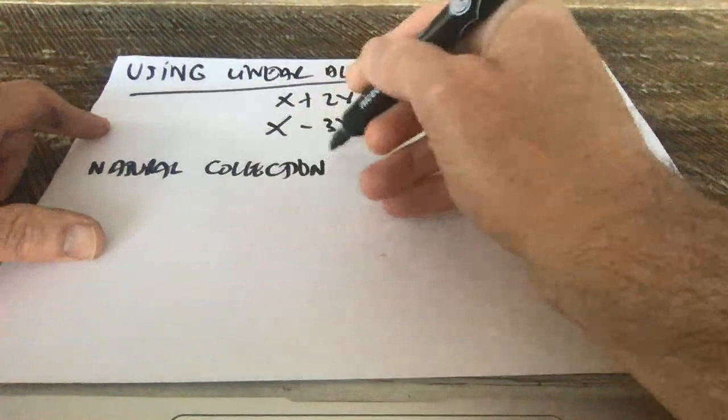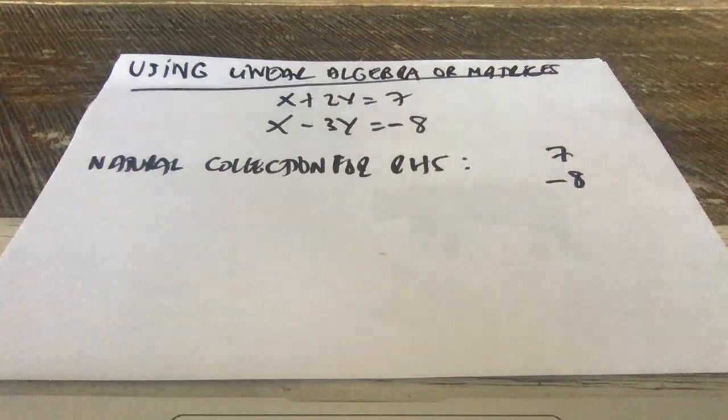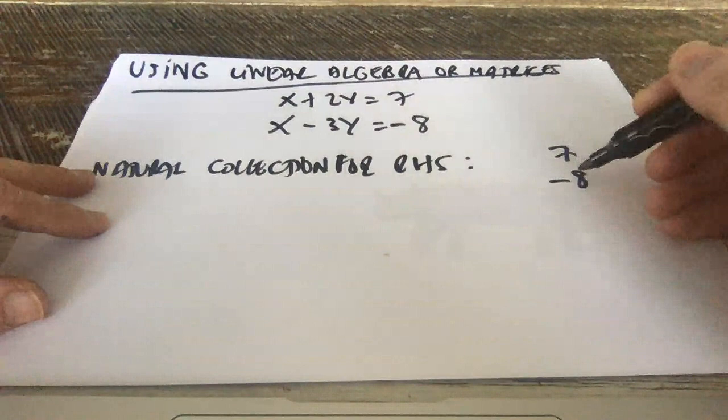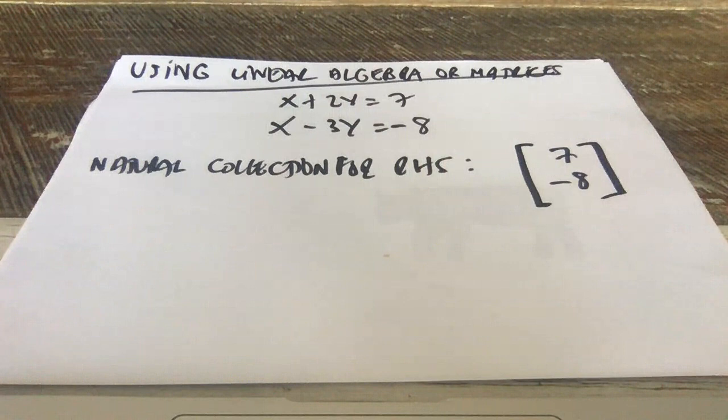If you look at the right-hand side, you've got a 7 and you've got minus 8, right? So if you just look at the two numbers, forget about the equals, just the right-hand side, 7 and minus 8, you essentially have a column vector here on the right-hand side. Hopefully that makes sense. You can naturally generate a column vector from simultaneous equations just by looking at the right-hand side.